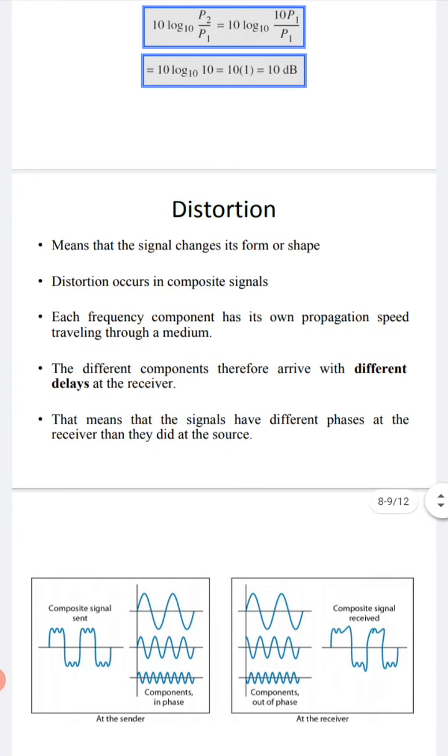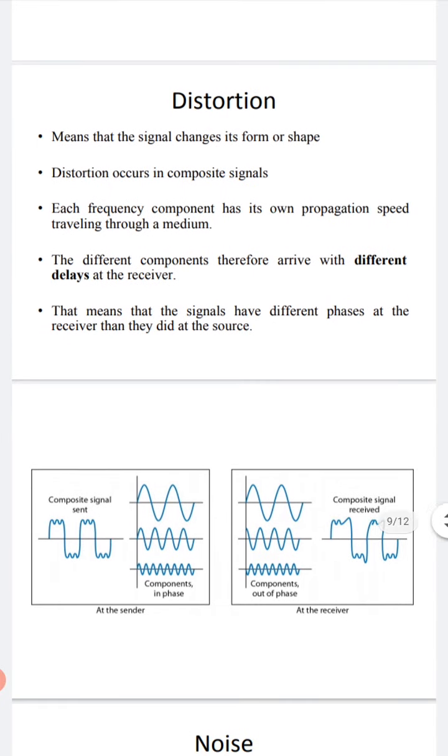Next transmission impairment, distortion. In the distortion, the shape of the signal is changed. That means the signal changes its form or shape. In the attenuation, the energy is lost, but in distortion, the shape of the signal is changed. The distortion occurs in a composite signal.